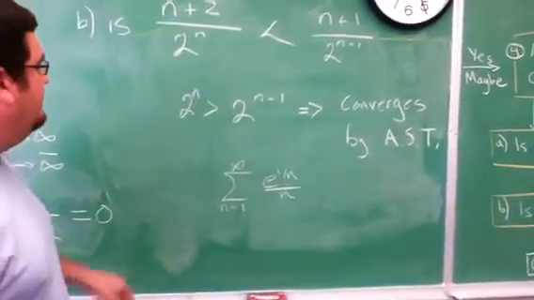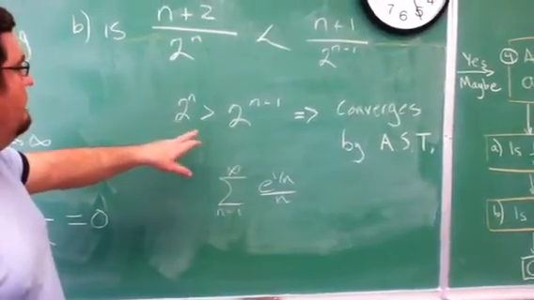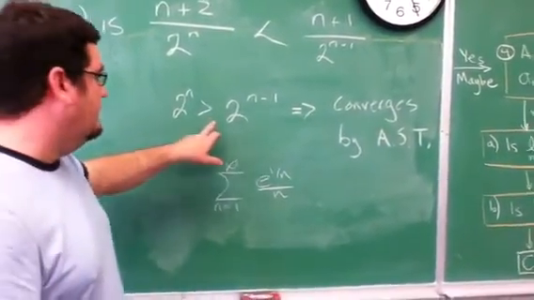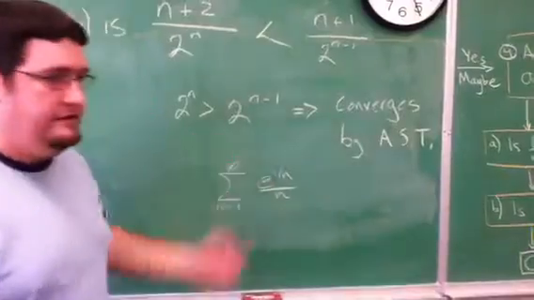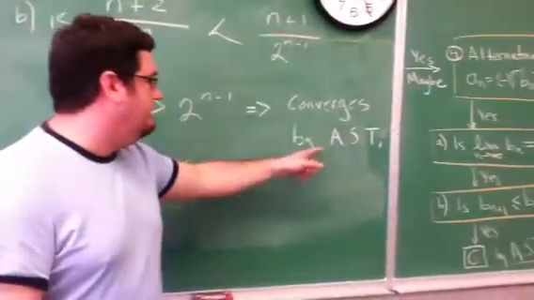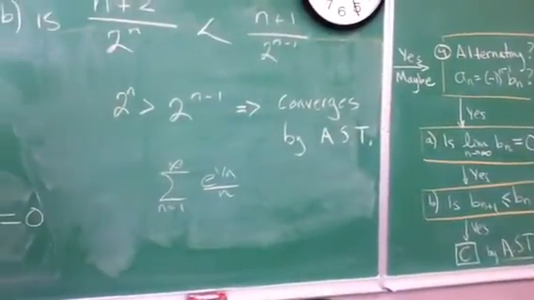So we're going to look at the denominators here. And basically, what we want to test is, is 2 to the n larger than 2 to the n minus 1? In fact, it is larger, so therefore we have convergence by the alternating series test.